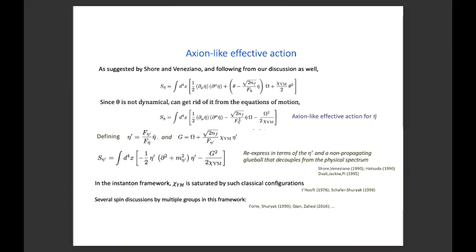Now, since theta is not dynamical, you can get rid of it from the equations of motion. So in the chiral limit, we know that there's no theta problem, right? So you can just do a shift, get rid of it. And then what you're left with is just an axion-like effective action. So there's a kinetic term, this is the Veneziano term. And then there's a term which comes from this topological susceptibility, which is Omega squared over 2 chi. Now I can do again a simple shift of this eta bar, and you can replace this Omega by some field G.